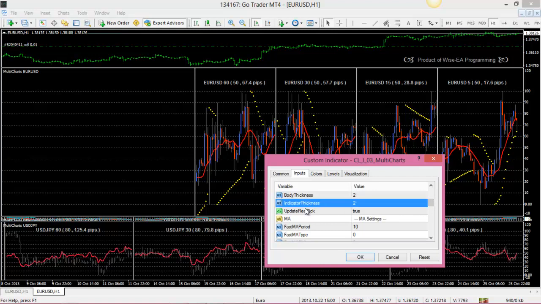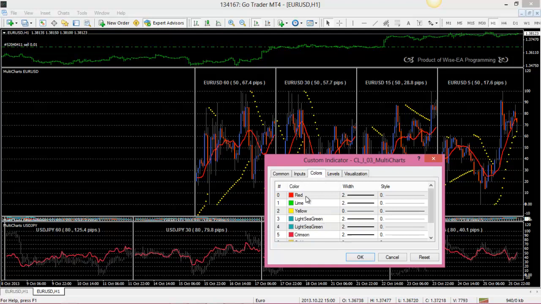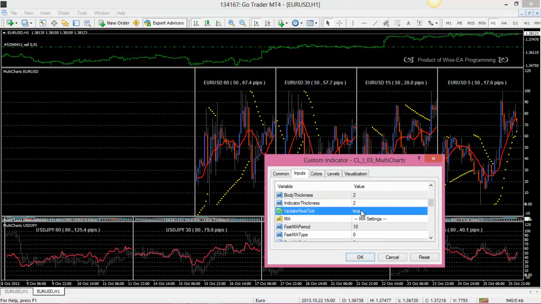And the last is indicator thickness, so you can choose how thick the indicator display is. Okay, and the indicator colors are already defined by default here. Of course, you can change those again. And then the last is update real tick. If you want to save computer resources, and especially if you are the kind of trader who only trades at the close of the bar, you can probably set this to false. If this is set to false, it only updates once every new bar for the smallest time frame here.